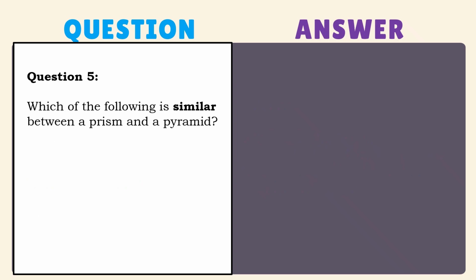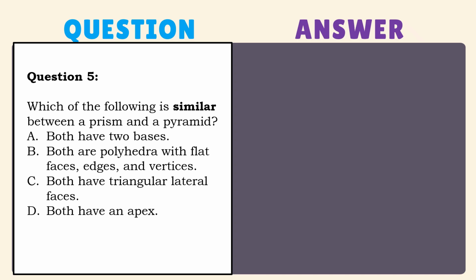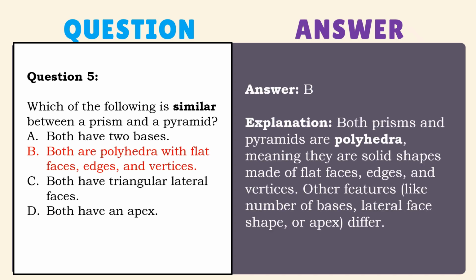Question 5. Which of the following is similar between a prism and a pyramid? A. Both have 2 bases. B. Both are polyhedra with flat faces, edges, and vertices. C. Both have triangular lateral faces. Or D. Both have an apex? What do you think the answer? Alright, the correct answer is letter B. Both prisms and pyramids are polyhedra, meaning they are solid shapes made of flat faces, edges, and vertices. Other features like number of bases, lateral face shape, or apex differ.